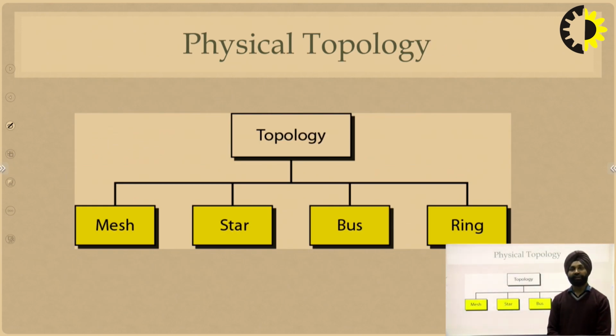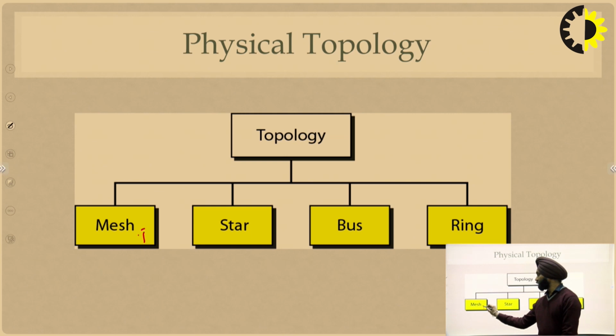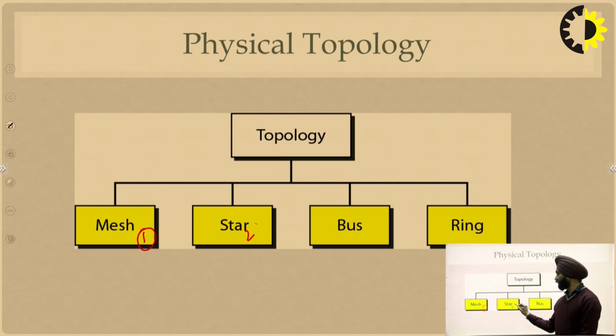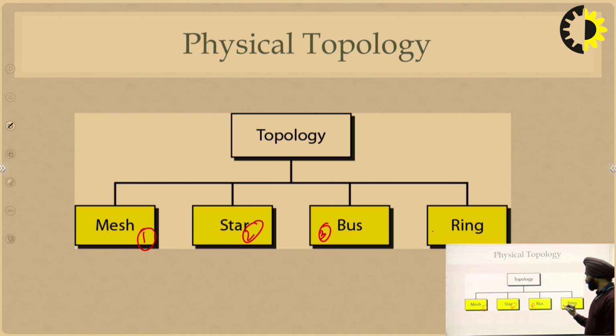Now, when we have a multi-point connection, there are different ways in which we physically connect the devices. The way in which we physically connect the devices is known as a topology. There are 4 basic topologies. One is the mesh topology, second is the star topology, third is the bus topology, and fourth is the ring topology.